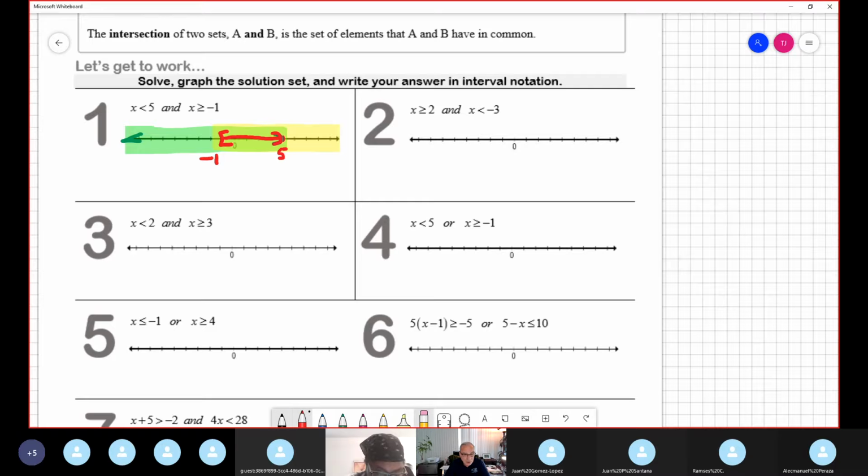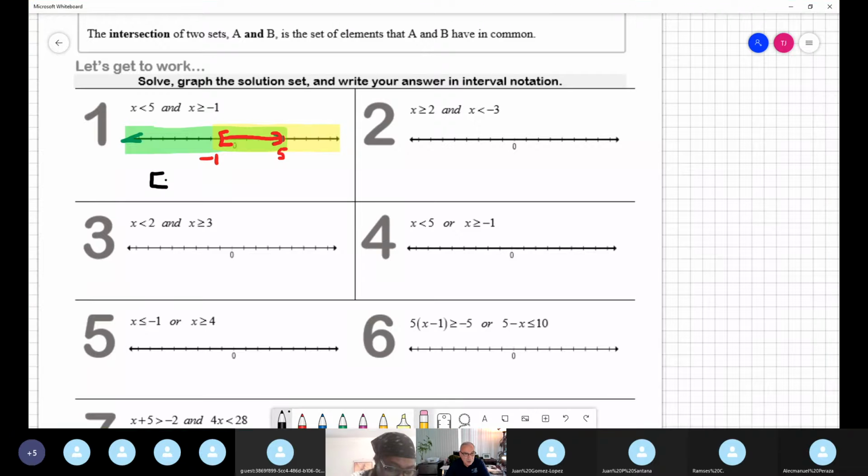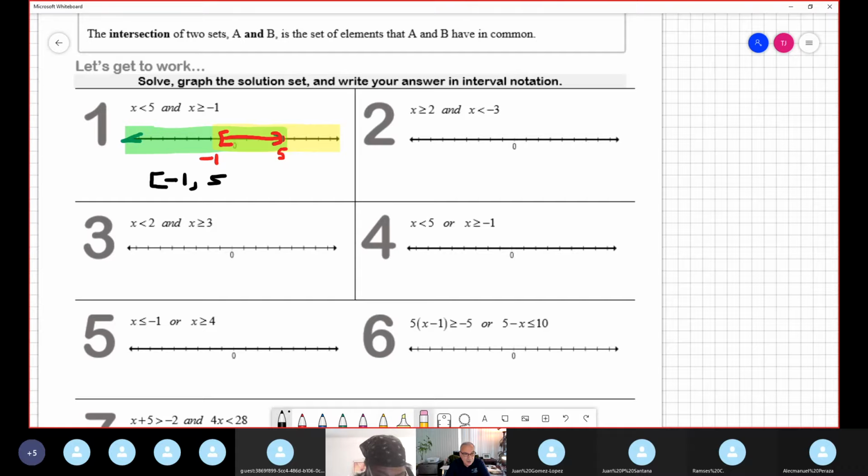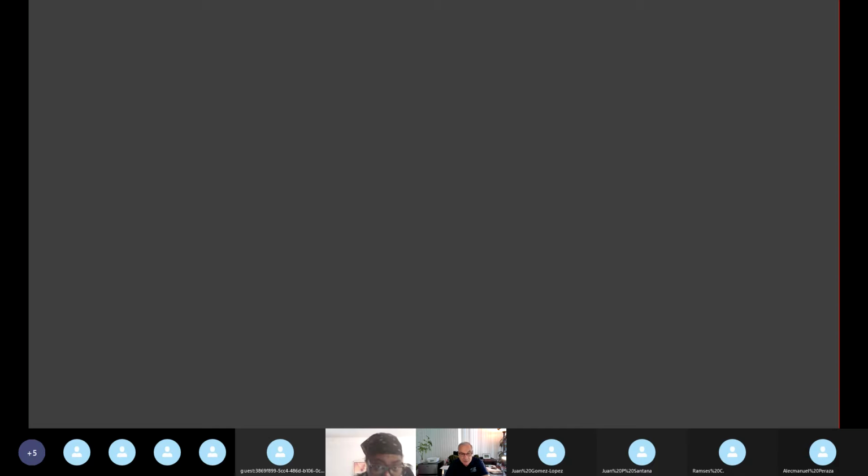Now in interval notation, it's bracket negative 1, comma 5, parentheses. Remember, interval notation is easy because we put two numbers, the upper and lower bound, separated by a comma, and the bracket or parentheses indicates whether to include the endpoint or not. Okay? Let's do number two. You have no question? Compound inequality, guys, is important in the test.